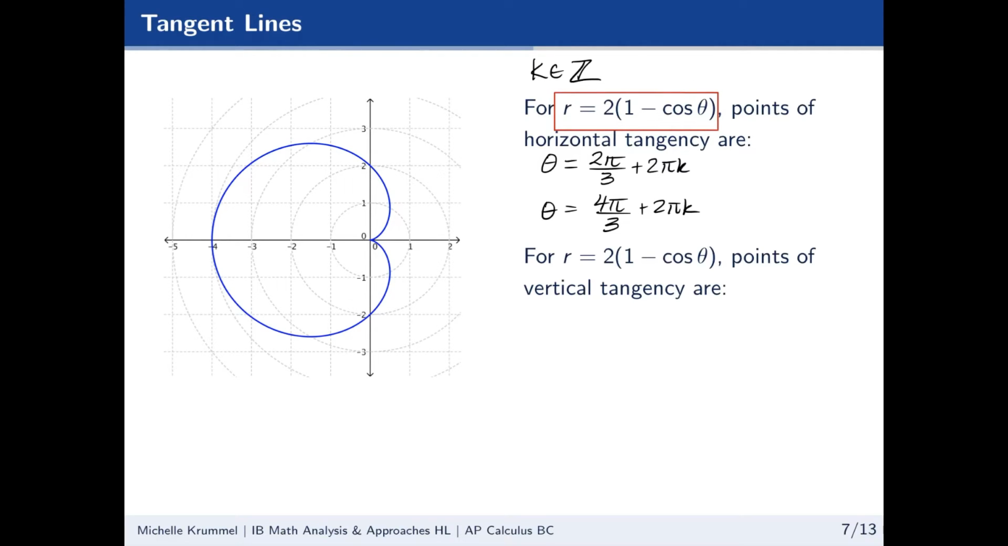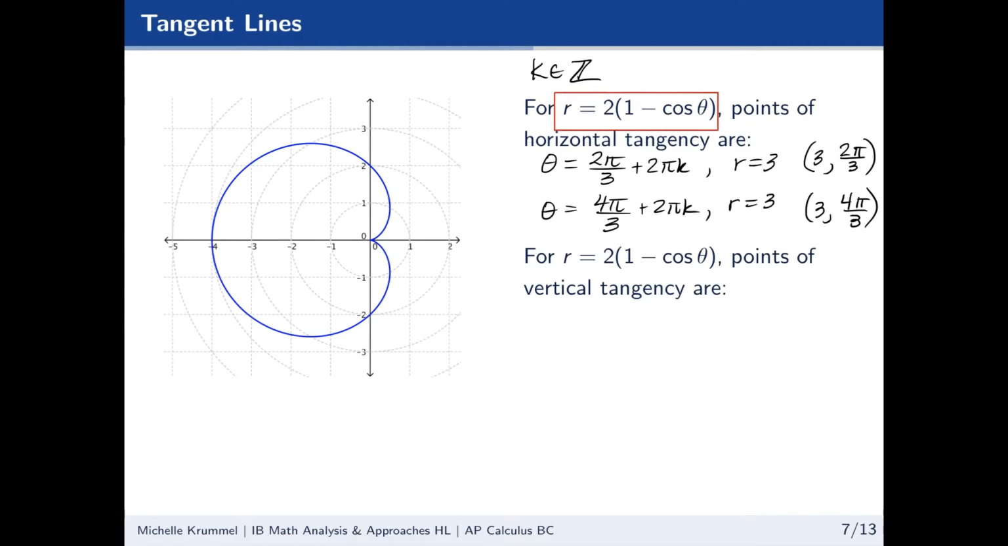Now to find the points of horizontal tangency, let's find the r value that corresponds to an angle of 2 pi over 3. So when theta is 2 pi over 3, the cosine of 2 pi over 3 is negative 1/2. 1 minus negative 1/2 is 3/2. 3/2 times 2 is 3. So we have r equals 3. And for 4 pi over 3, the cosine of 4 pi over 3 is also negative 1/2. Subtract that from 1, multiply by 2, we also get r equals 3. So our points, in the form r comma theta, would be 3, 2 pi over 3, and then 3, 4 pi over 3.